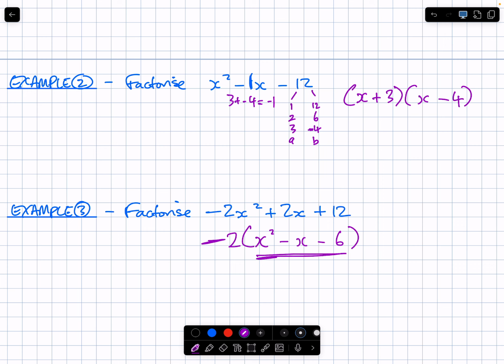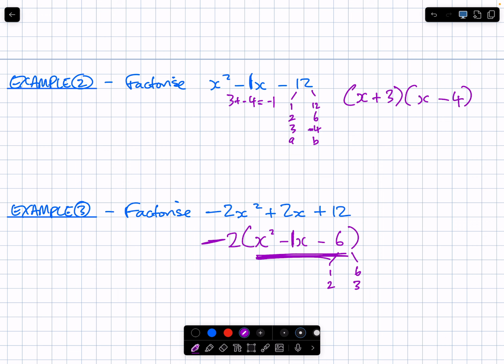So this is what I'm trying the sum and product rule on, the one in the brackets. What are the factors of 6? 1 and 6. Next, 2 and 3. Am I ever going to get my negative 1 that I need in the middle with 1 and 6? I can get 7 and 5. Can I get negative 1 with 2 and 3? What combo of plus and minus could I do with 2 and 3 to get negative 1?